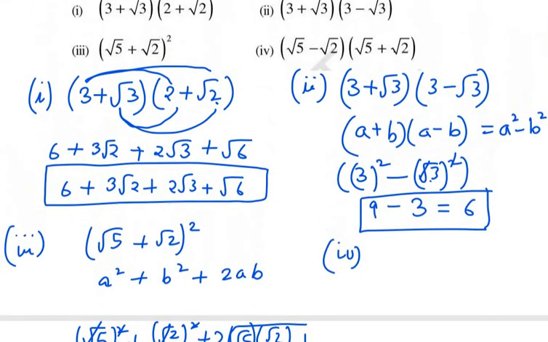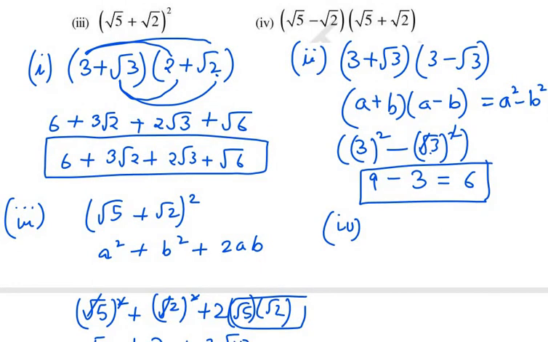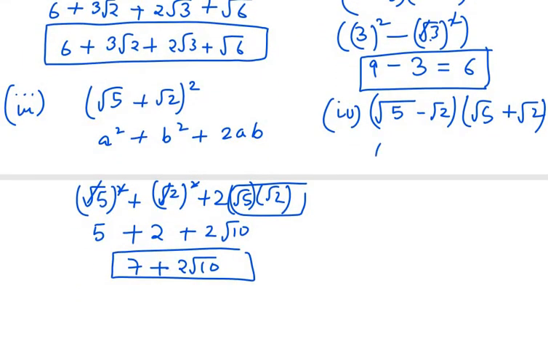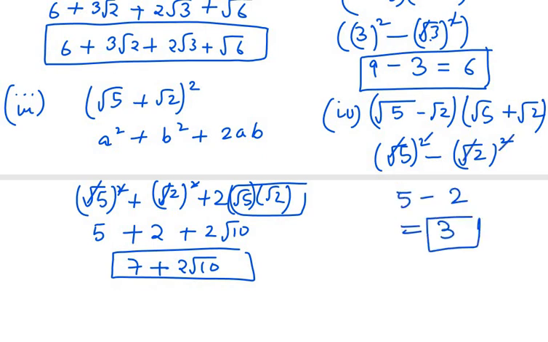Now the fourth one is again in the form of (a minus b) and (a plus b). So the same formula we have to use here, that we used in the second. So it will be under root 5 square minus under root 2 square. Under root square gets cancelled, so we are left with 5 minus 2, it will be 3. So that's your answer for question number 2.